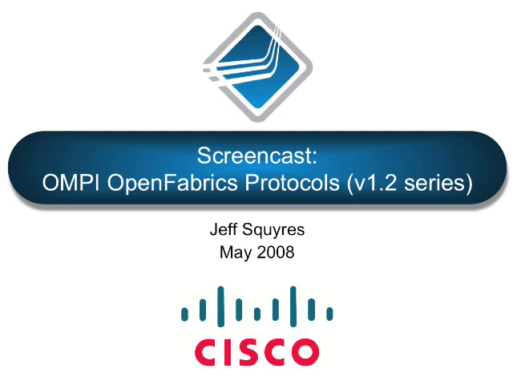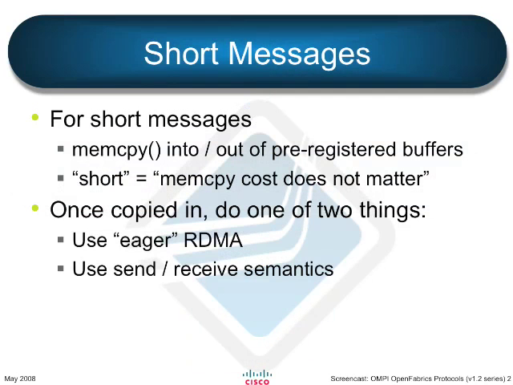This screencast is about the OpenFabrics protocols that Open MPI uses in the version 1.2 series. The protocols that we use can be broken down into basically two parts: what happens with short messages and what happens with long messages. So let's talk about short messages first.